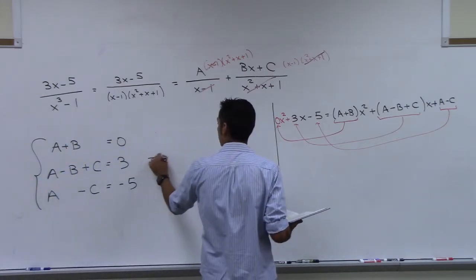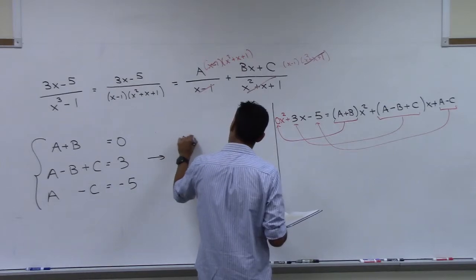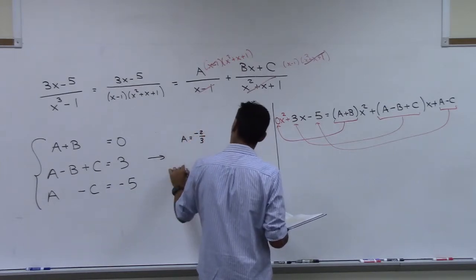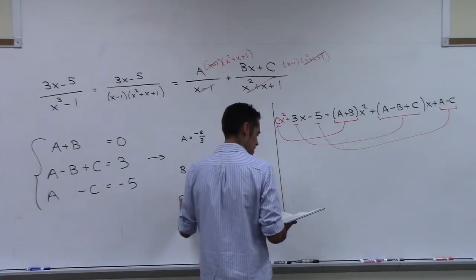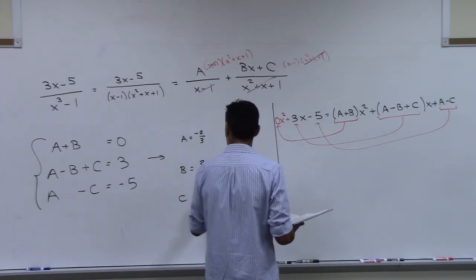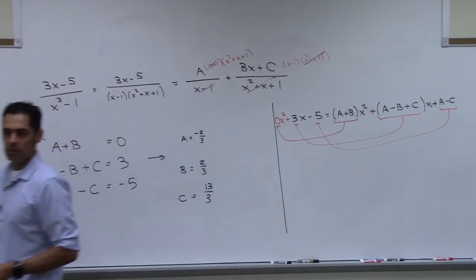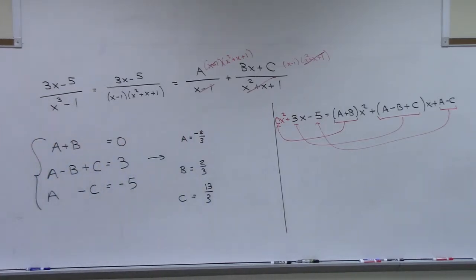So from this, your solutions will be A is -2/3, B is 2/3, and C is 13/3. Like I said, next class, everyone bring their calculators. I'll show you how to get those, okay?